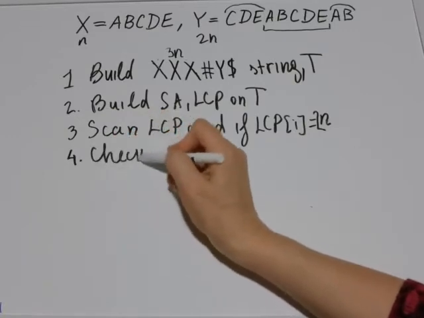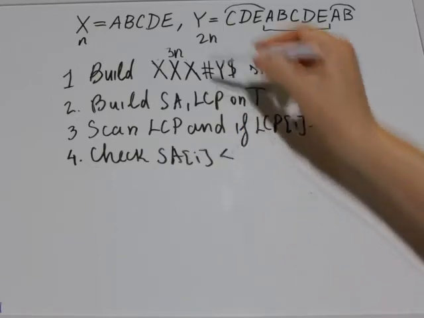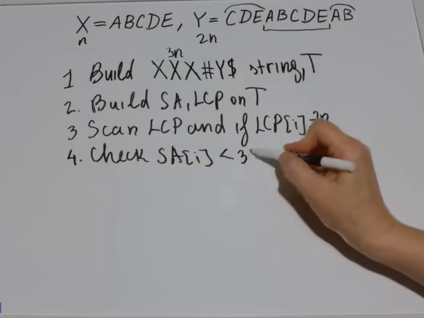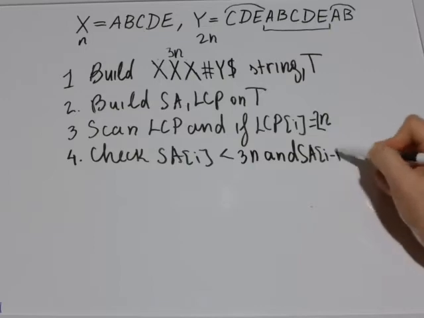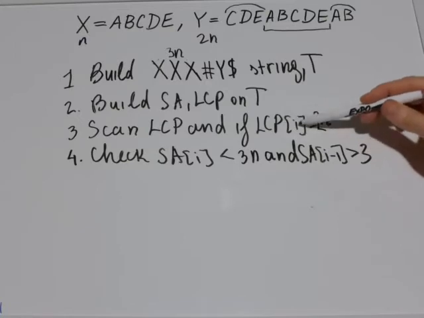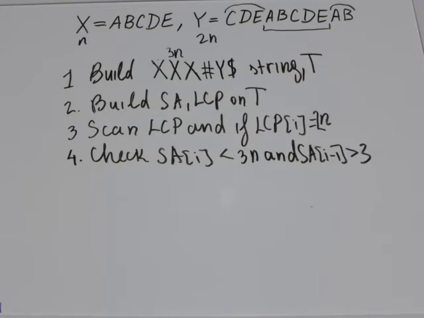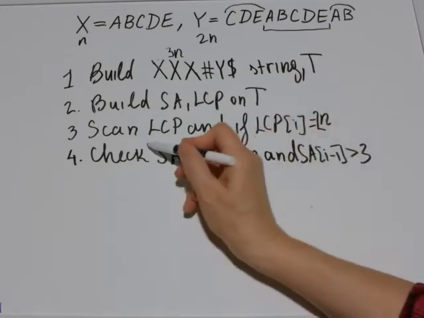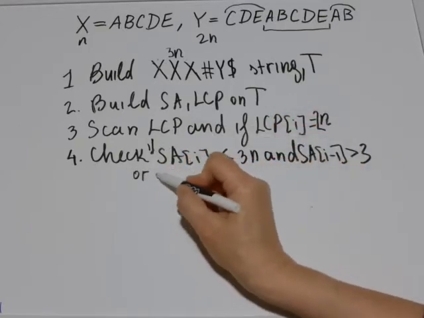Check SA of i is less than 3n and SA of i minus 1 is greater than 3n. Why do I use SA of i minus 1? Because LCP of i is between two suffixes, the suffix at the ith row and the suffix at the i minus 1 row. And this knowledge is also tested in the test. Check if this is true or vice versa is true.